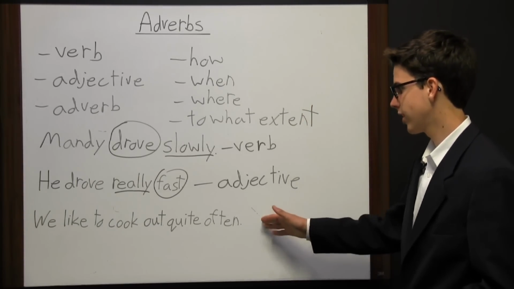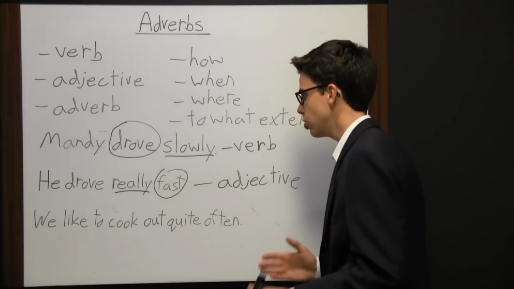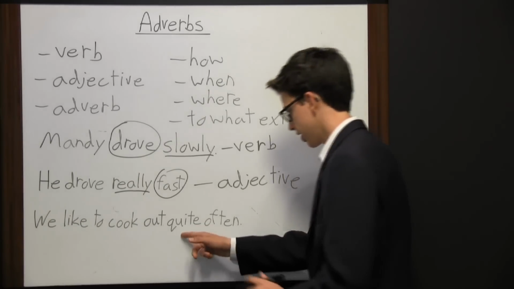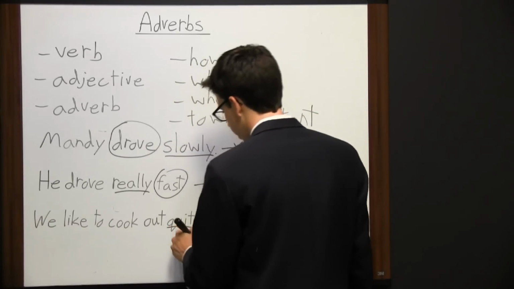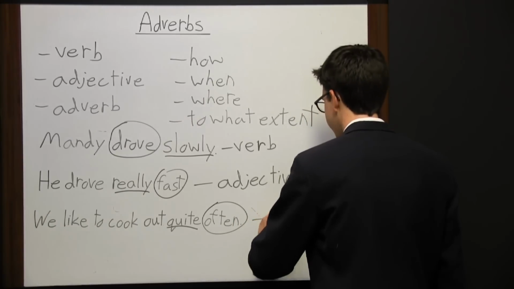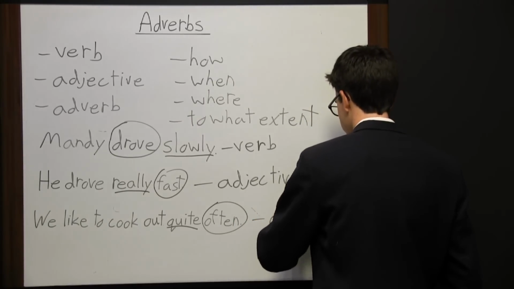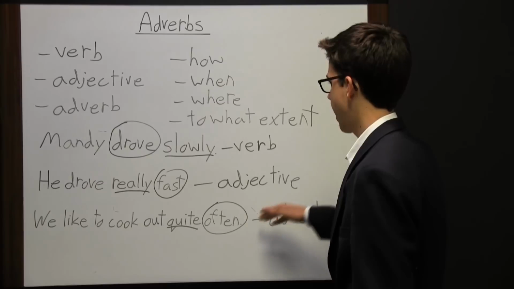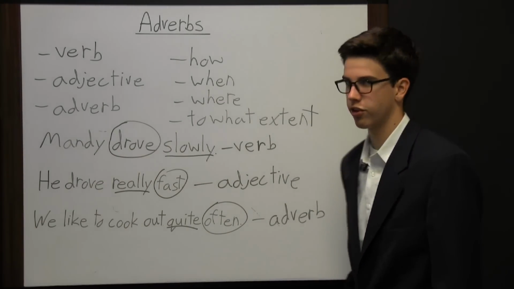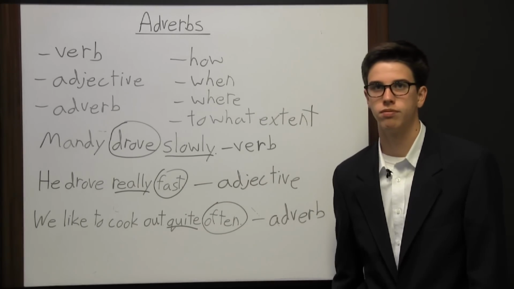Now this last sentence says we like to cook out quite often. So we see two adverbs here, neither of which ends in ly, quite and often. So in this case, we're going to look at this adverb quite, and quite is describing often. So it's describing another adverb. So here we've seen three examples of three different adverbs, one describing a verb, one describing an adjective, and one describing another adverb.